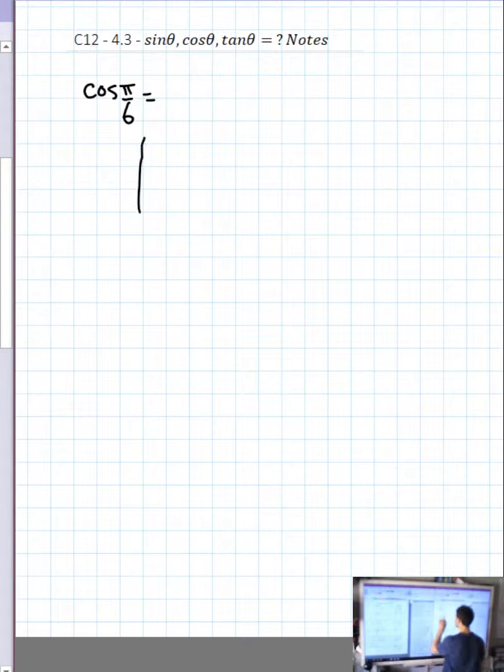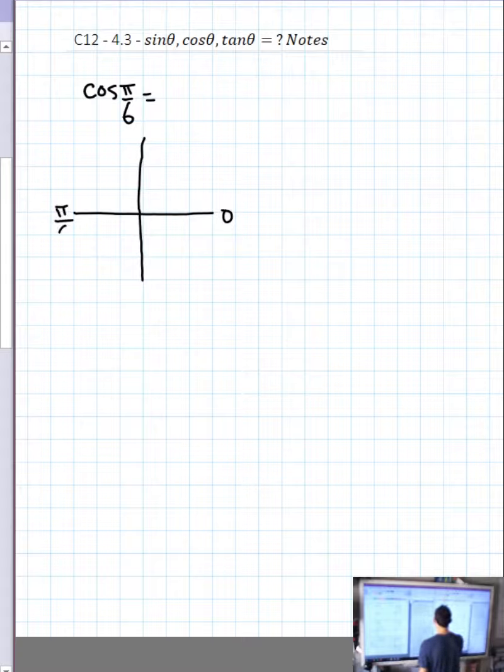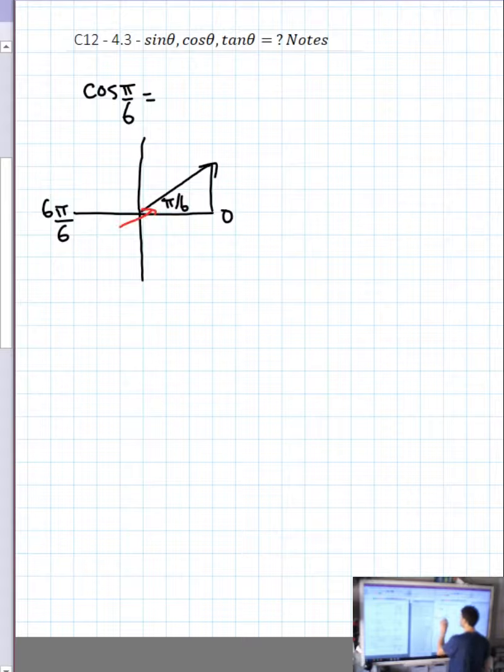So again, I'm going to draw an ASTC graph. And for cosine of pi over 6 we will again mark 0 and mark pi and change pi to be a denominator that you're working with, and know that pi over 6 is in this quadrant with a reference angle of pi over 6. And we can draw our special triangle and we can label. So remember, pi over 6 was 30 degrees. 180 divided by 6 is 30 degrees. So we have an opposite of 1, a hypotenuse of 2, and an adjacent of root 3.